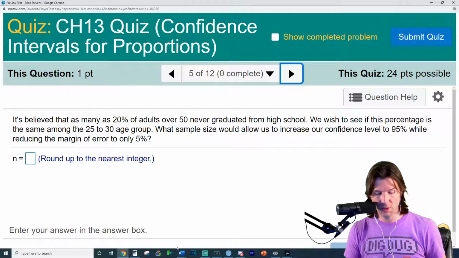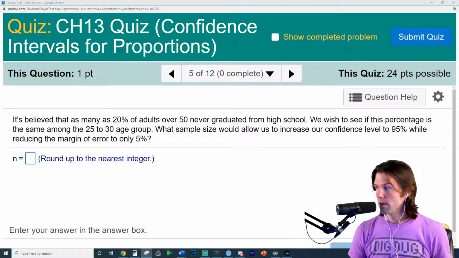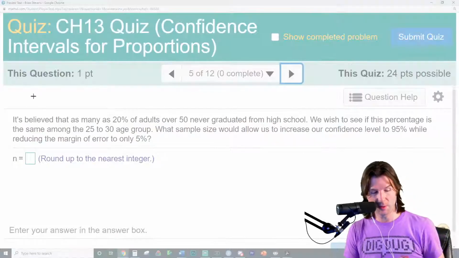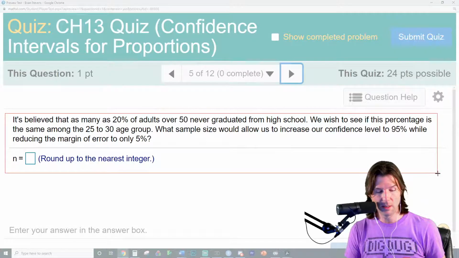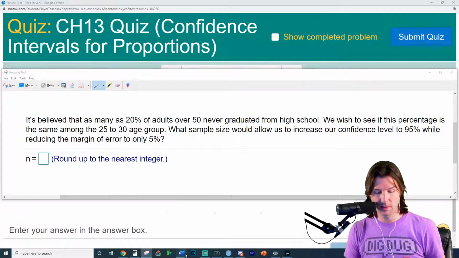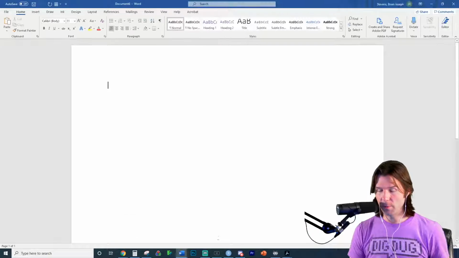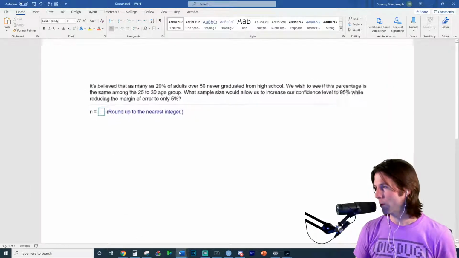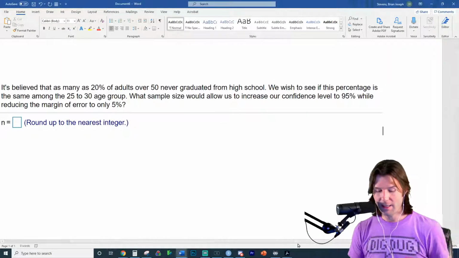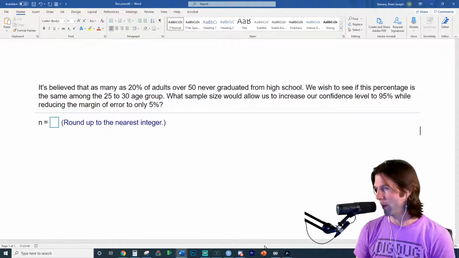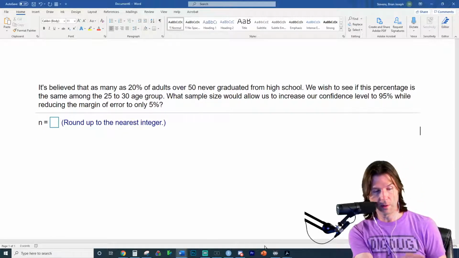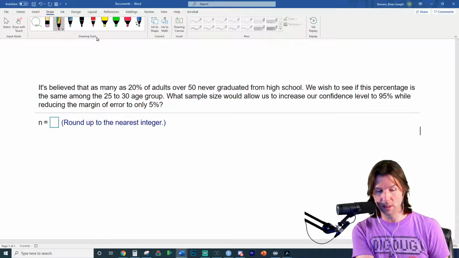Here we go. So let's do this question as a review right here. It is believed that as many as 20% of adults never graduate from high school. So when we get a question like this, the first thing we do is we mark notation. And because we're on the really long delay today, I can't ask everyone to do the notation for me. But you should start to look at all the numbers right here and start to identify notation immediately.